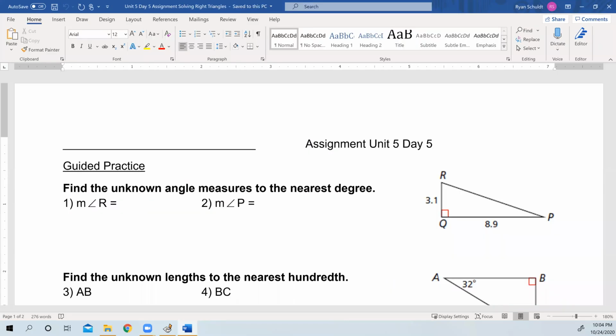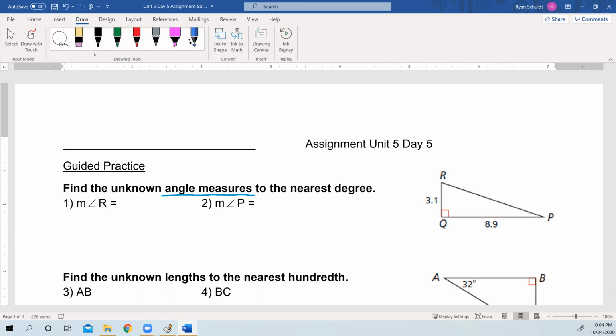Okay, last guided practice for the week. So they want us to start off by finding unknown angle measures. So this means we need to use the trig inverse ratios, the ones with the -1 on it.